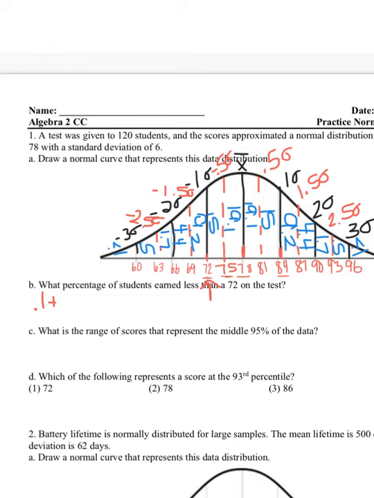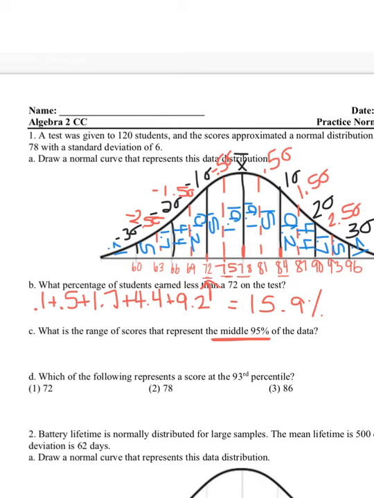So you have 0.1 plus 0.6 plus 0.5 plus 1.7 plus 4.4 plus 9.2, and then you hit that line that represents a score of 72. So you're not going to add the 15 to that. You add all these numbers together, and the percentage ends up being 15.9%. Okay? Letter C, what is the range of scores that represent the middle 95%?